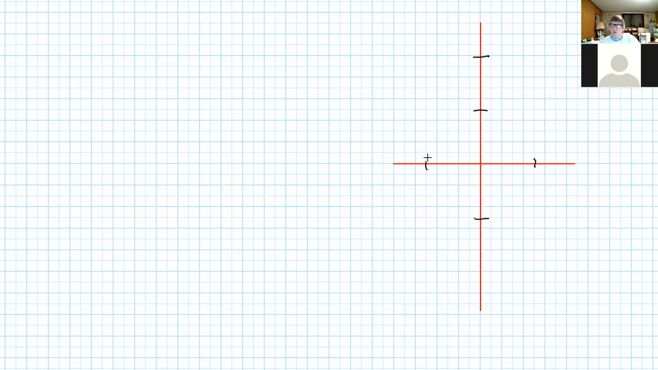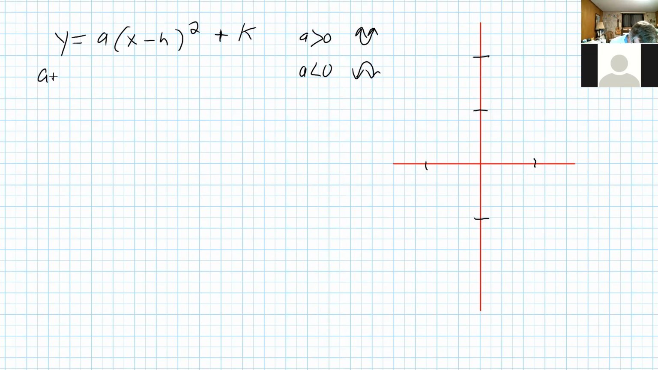Okay, so we looked at two different forms of a second degree or quadratic equation. The first form we looked at was in the form of y equals a times the quantity x minus h squared plus k. When a problem is in this form, the following situation is true. If a is greater than zero, the parabola opens up. If a is less than zero, the parabola opens downward. The axis of symmetry is at x equals h.